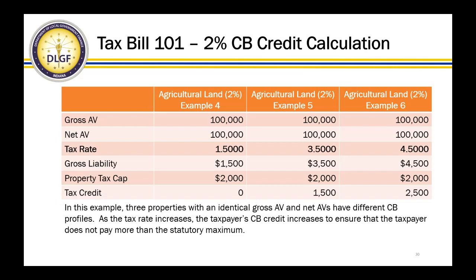Now, for examples 4, 5, and 6, we're looking at ag land, which falls into that 2% circuit breaker. And so we can use the gross assessed value to figure out that in all of these properties, they're going to have the same property tax cap of $2,000. Now, as the rate starts to increase, we can see that the gross liability is increasing. And as we compare the gross liability to the property tax cap, we can see what amount of tax credit each one of these properties is going to qualify for. In example 4, gross liability is less than the cap, so there are no credits. In example 5, this particular taxpayer is going to qualify for $1,500 of credits. And in example 6, for this one property, the taxpayer is going to benefit from $2,500 worth of credits.